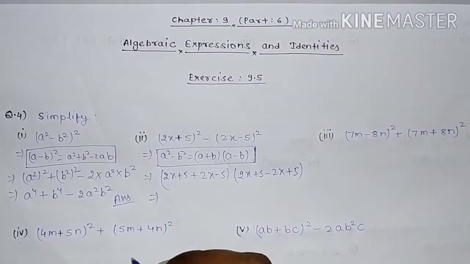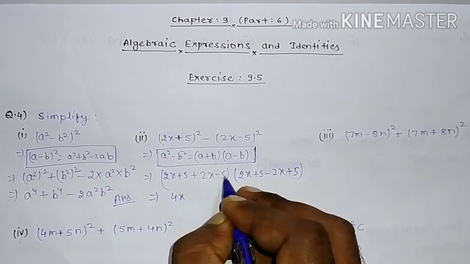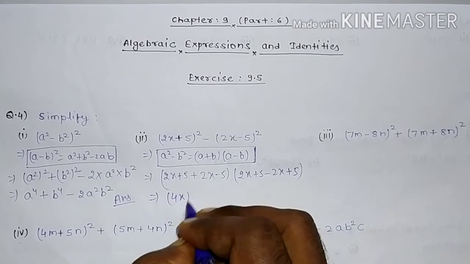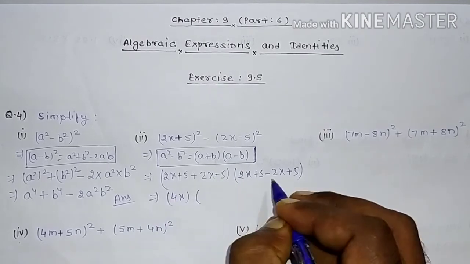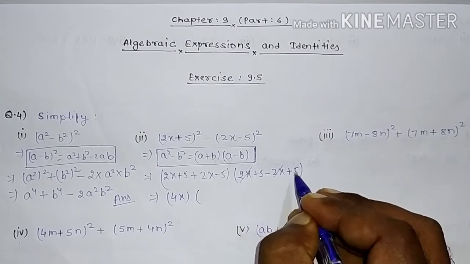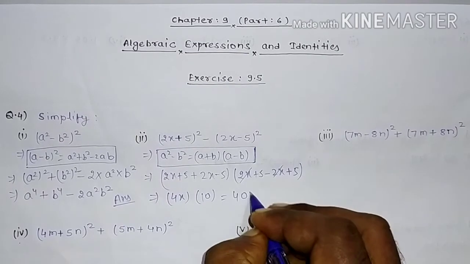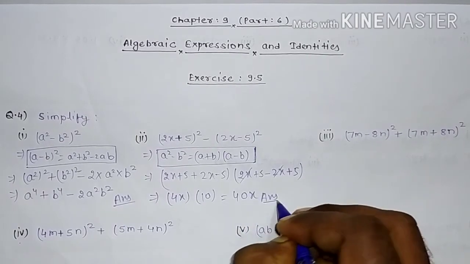Now just simplify it. 2x plus 2x, that is 4x, plus 5 minus 5 cancel out, so it's only 4x. Now in the next bracket, 2x minus 2x will cancel out. 5 plus 5, that is 10. So 4x into 10, it will be 40x. And this is the answer.